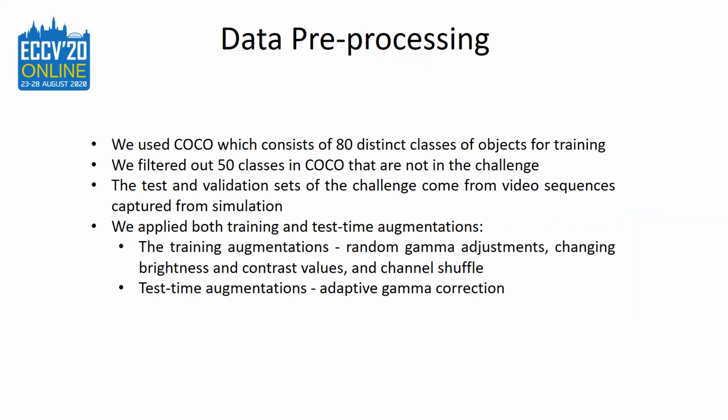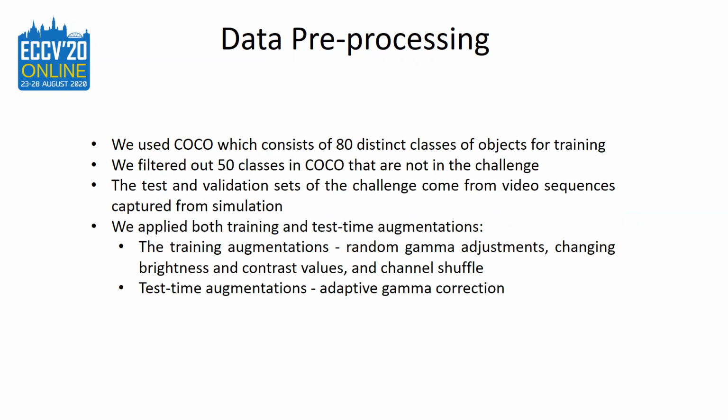The test set of the challenge is a subset of the COCO dataset, which consists of 80 distinct classes of objects. For training, we used the COCO dataset and filtered out 50 classes in COCO that are not in the challenge. The test and validation sets of the challenge came from video sequences captured from simulation.